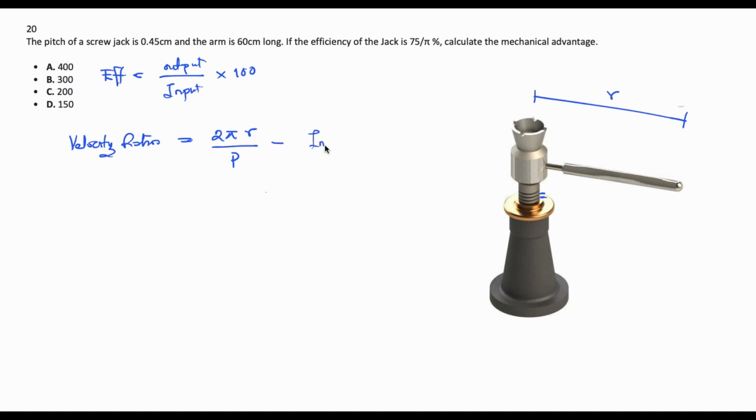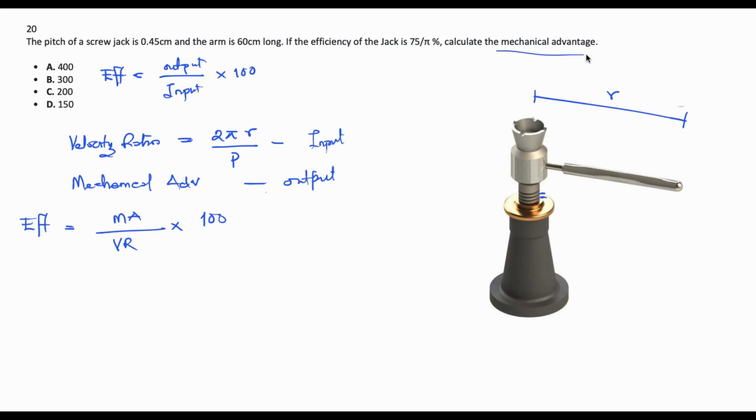So this is the input, and our output is what we call the mechanical advantage for the screw jack. From our equation, efficiency is equal to output, which is the mechanical advantage, divided by the input, which is the velocity ratio, multiplied by 100. Now if we make mechanical advantage the subject of the formula, since that is what we have been asked to find, then if we cross multiply, mechanical advantage is equal to efficiency multiplied by velocity ratio, divided by 100.